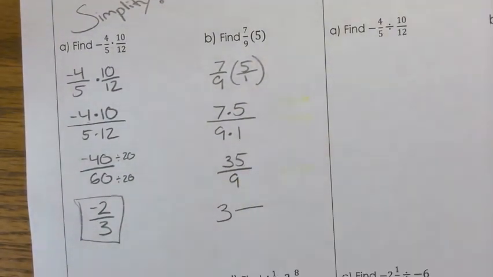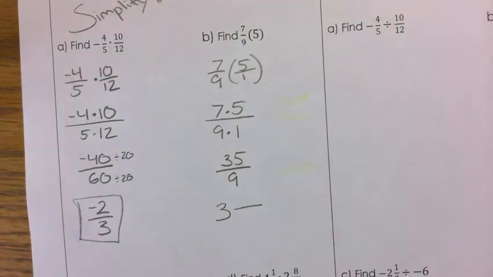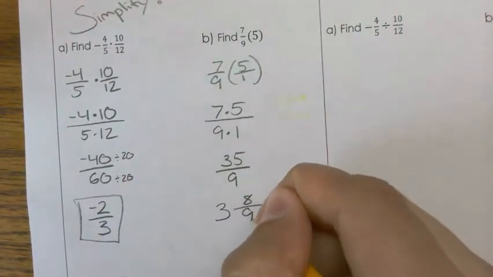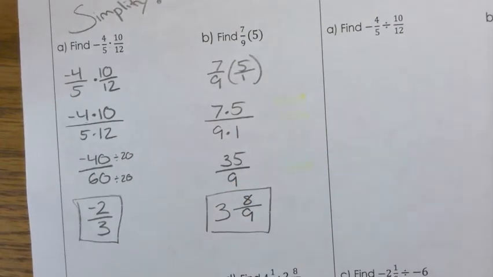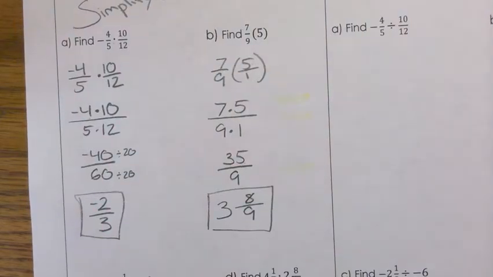And then what's left over? 35 minus that 27, that'd be 8 left over. So 3 and 8 ninths. Great job. Go ahead and try the next one on your own.